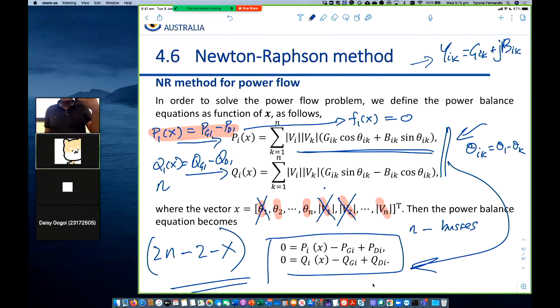So we need to know which equations we're going to write. We said we're going to write 2n minus 2 minus x equations. Now I have told you what those equations are. For load buses, we're going to write both of these equations, the ones equal to 0 for P and Q, on the bottom. For generator buses, we only write the equation that relates to P, which equals 0. For slack buses, we write nothing because V and theta are known for the slack bus.